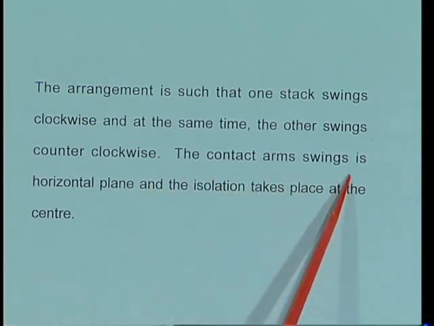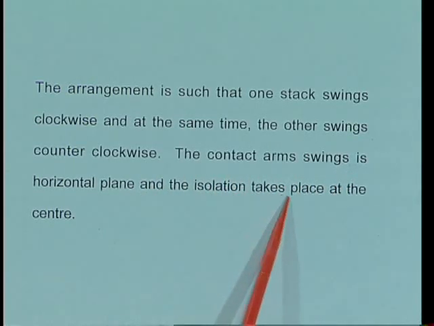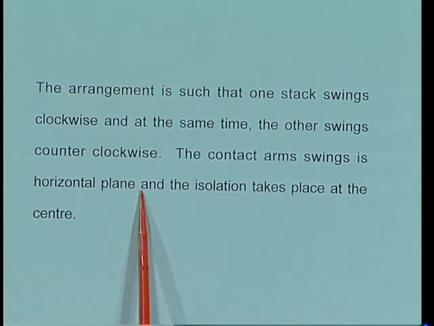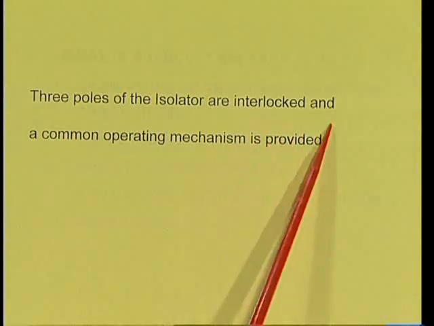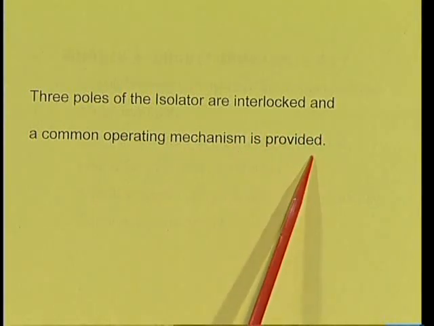The contact arms swing in a horizontal plane and the isolation takes place at the center. As shown in the figure, the isolation always takes place only at the center because the contact arms are mounted in between the two isolators, and once you pull the handle, the isolation takes place in between the contact arms. The three poles of the isolator are interlocked and a common operating mechanism is provided, so all three poles are operated simultaneously. All three poles can be opened at a time and closed at a time, so that the equipment will not be damaged.